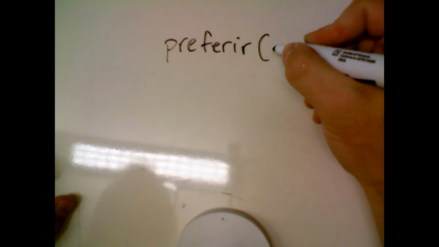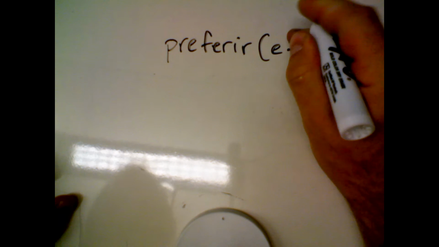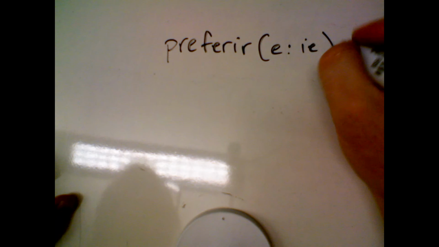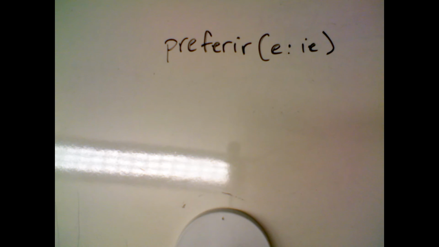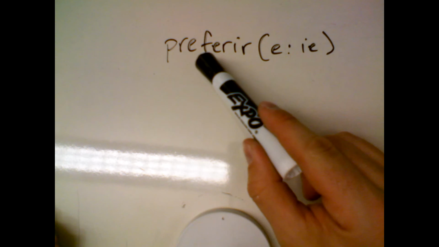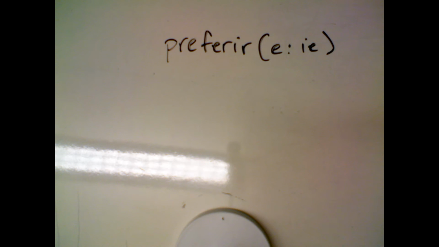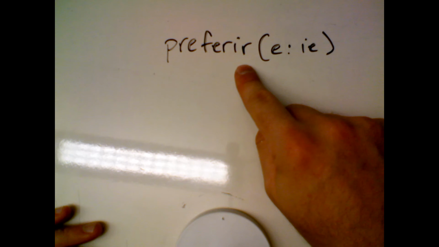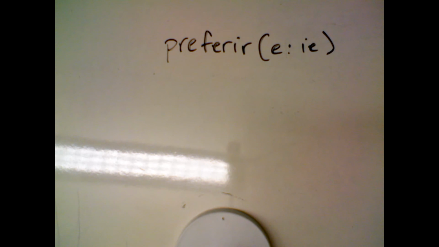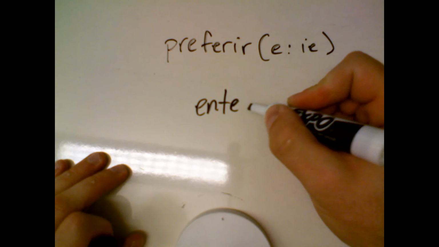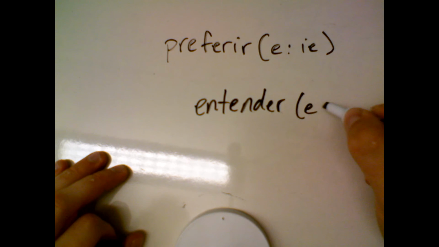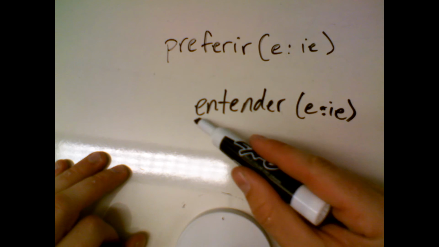Preferir, which you can probably guess means to prefer. Oh, sorry, I was writing the other ones like this. Okay, so preferir, which means to prefer, the E is going to change to an IE. But before I do that, maybe you're asking yourself, uh-oh, there are two E's in the verb preferir, so which one do I change? It's always going to be the E closest to the end of the verb, unless it's an ER verb. So for example, if I take the verb entender, which is also an E to IE boot verb, there are three E's. So it's going to be the E closest to the end.